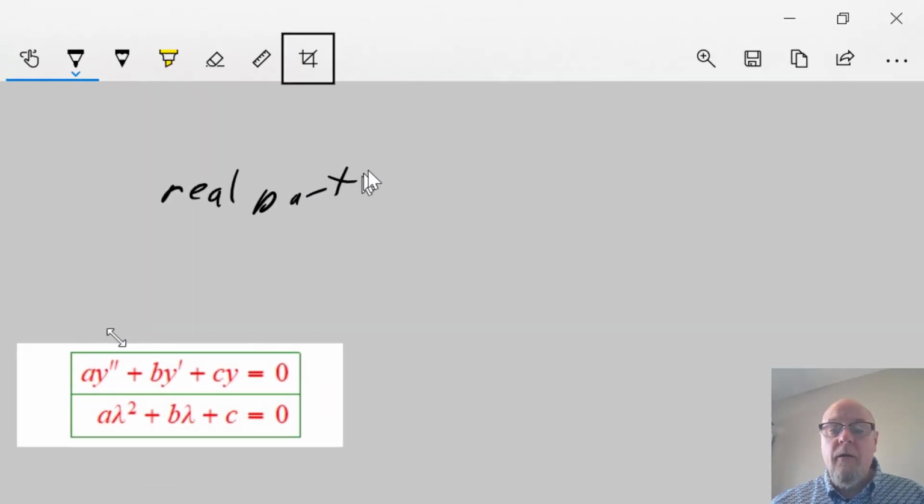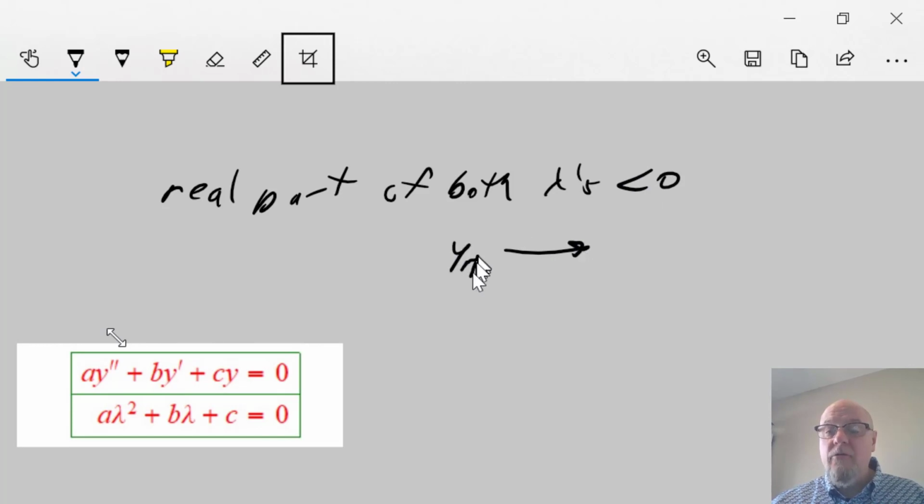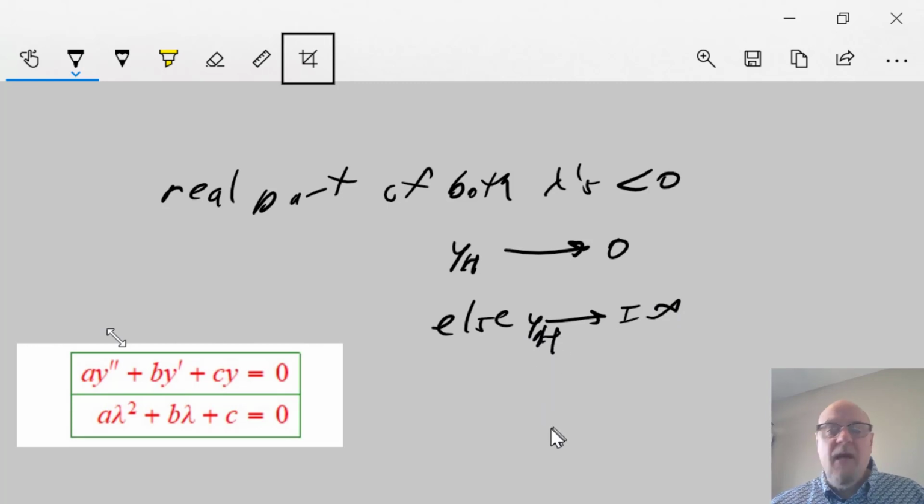If the real part of both eigenvalues are negative, then the homogeneous solution goes to 0. Else, the homogeneous solution goes to plus or minus infinity, becomes unbounded, doesn't exist, that kind of thing. So this rule works for if they're real and different, they both have to be negative for it to go to 0. If they're real and the same, then they're both the same, and if they're both negative, it goes to 0. If they're both the same and positive, goes to infinity. And it works for complex conjugate because we're asking for the real part of the eigenvalue.